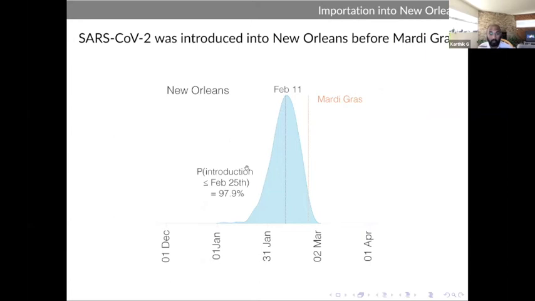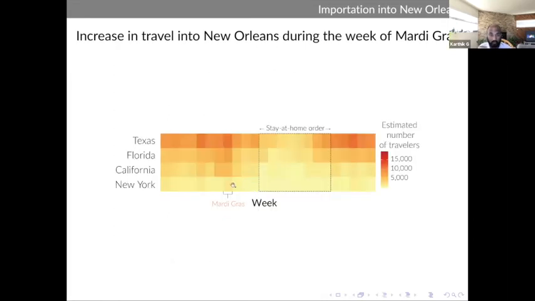And in fact, when we look at the first introduction, the introduction of the virus into New Orleans, it happened February 11th with 80% probability that it actually happened before Mardi Gras. As you all very well know, Mardi Gras attracts over 1 million visitors into New Orleans every year. And this signal is also seen in the travel data, where we see a spike in travel from other states coming into New Orleans during the week of Mardi Gras.